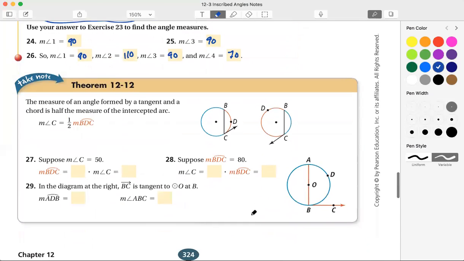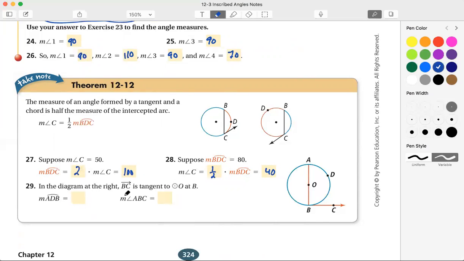All right, 12-12. The measure of an angle formed by a tangent and a chord is half the measure of the intercepted arc. So 27, suppose the measure of angle C is 50 degrees, then the measure of the arc is going to be twice that angle, which is 100. What if I'm working backwards? What if I knew the arc was 80? Then the measure of the angle is going to be 1/2 the arc, which would equal 40.